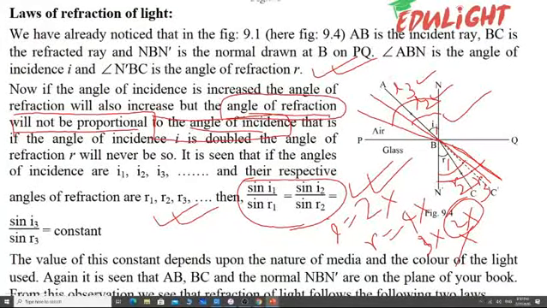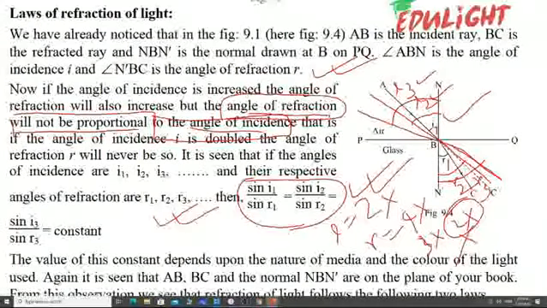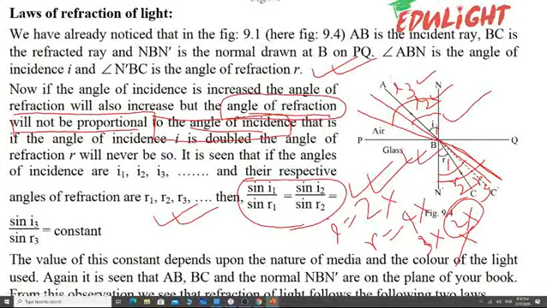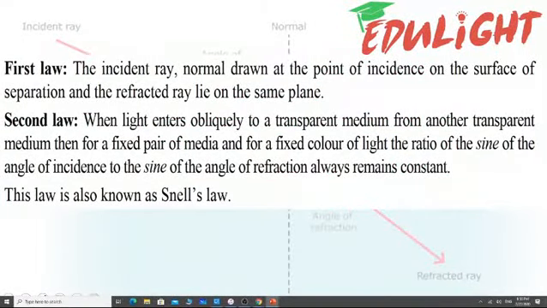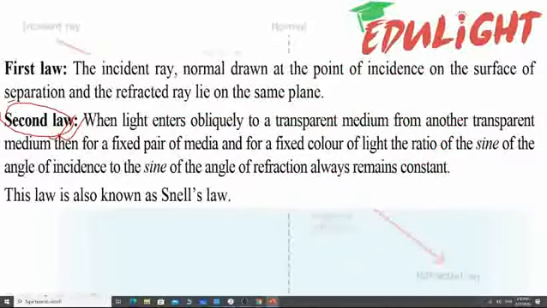Here we can refer to Snell's law. According to the figure it is quite difficult to understand Snell's law, but if we go to the original statement of Snell's law, that is the second law of refraction, we will easily understand the thing. So at first let me discuss the first law of refraction.